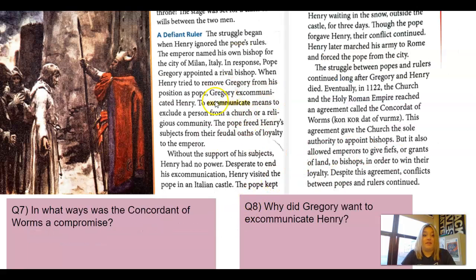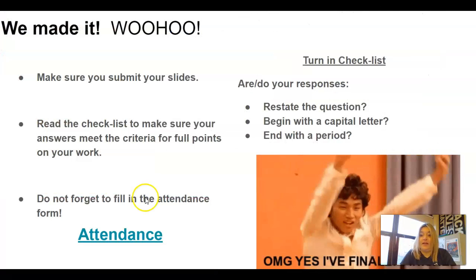And then you're going to see that word excommunicate. When you do read about the Concordat of Worms, it's Verms, not Worms. It has nothing to do with slimy things on the ground. It's Verms because it's German. So in German, W's are pronounced like V's. And then you are all done.